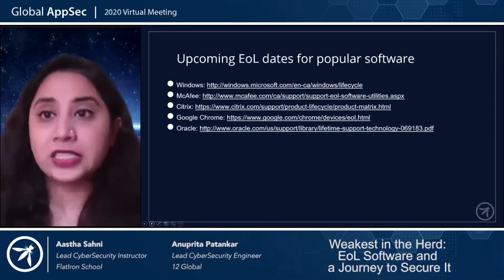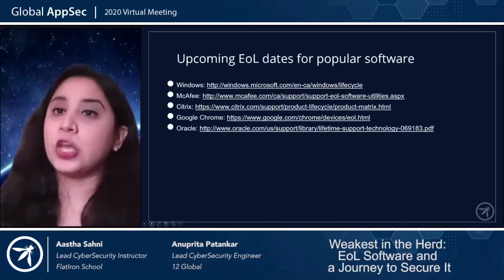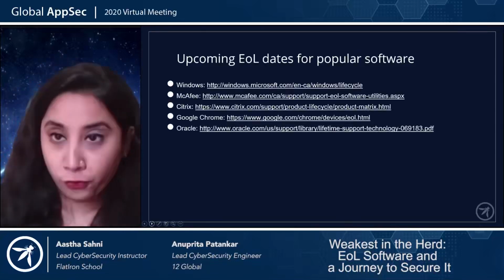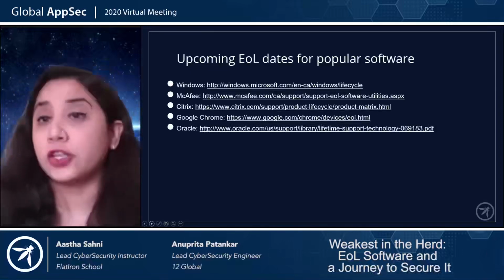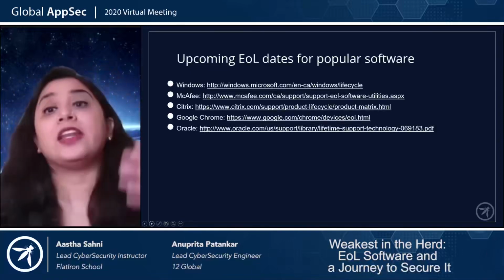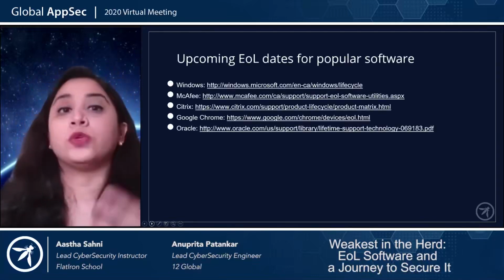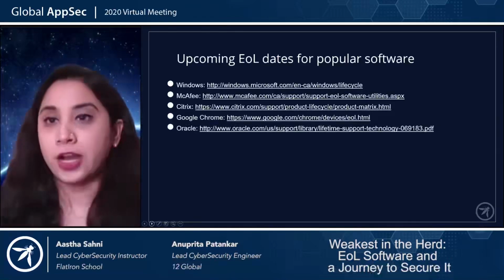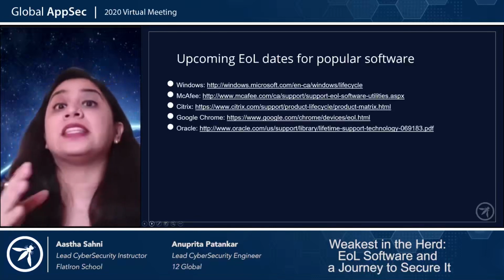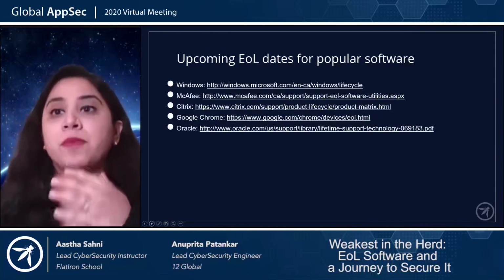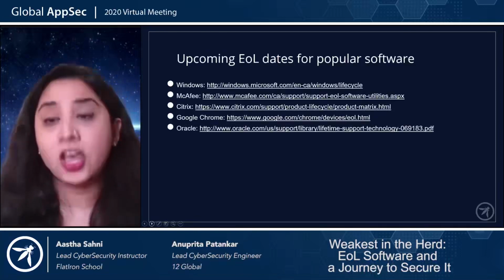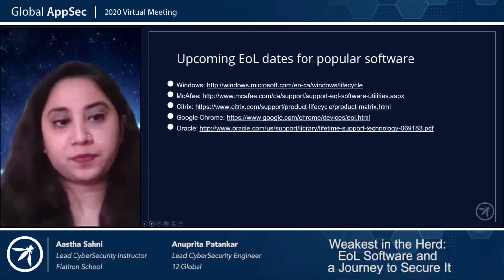And here is a list of upcoming EoL dates for some popular software which organizations can utilize for their reference. They can leverage this list and find out if they themselves are using any possible future end-of-life software, so that they can start their planning, implementation, and prevention strategy from this stage only.